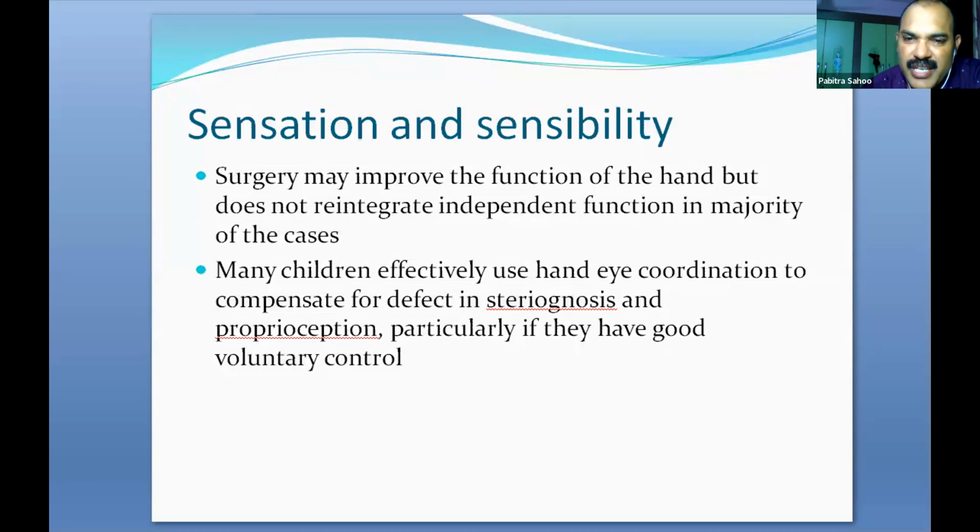Many children effectively use hand-eye coordination to compensate for a defect in stereognosis and proprioception, particularly if they have good voluntary control. I have already explained that in the case of hyperpronation deformity, the child cannot see the things he is holding because the forearm is preventing his vision of the object. So many times they compensate. Please ensure that the child is not compensating by using the visual input. The child has to be thoroughly investigated for these sensations and sensibility.